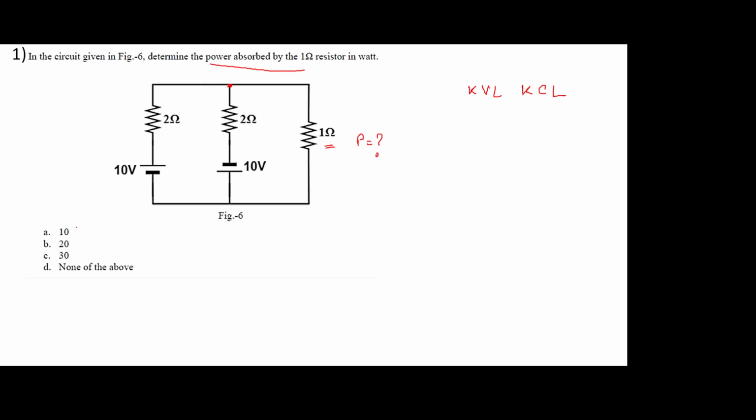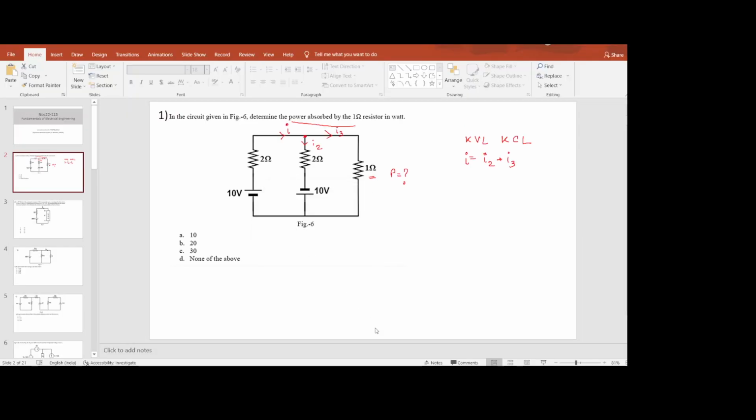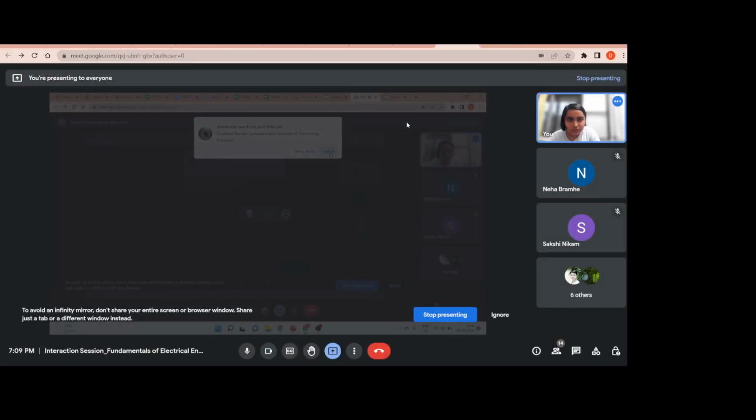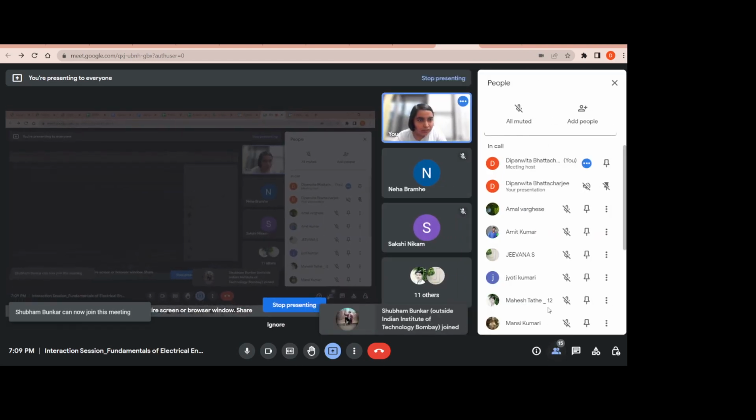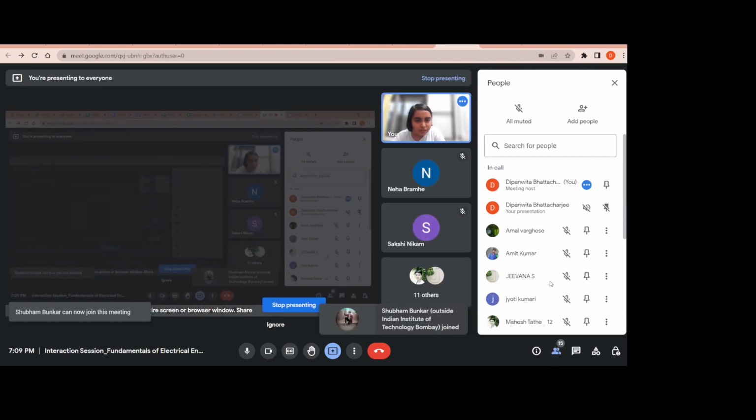So let's assume there is current I flowing through this branch. Let this be I2 and I3. By Kirchhoff's current law, we know I equals I2 plus I3, right? Everyone agrees with this? Everyone can follow this?